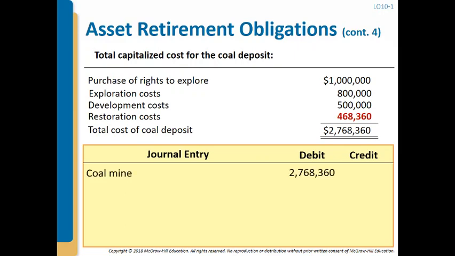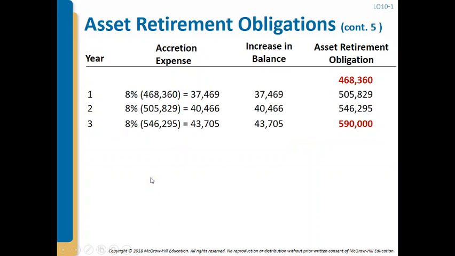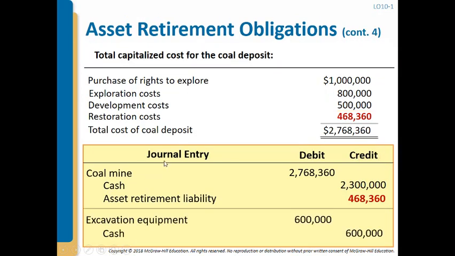And so on your books, it's going to look like this. You capitalize $2,768,360 as your coal mine. You pay $2,300,000 here in this example, and the difference is going to be your asset retirement liability. And so the question is, well, the cash outflow, we summed it up to 590,000, and you've only accounted for 468,360 here. And so the difference we're going to have to expense every year for the next 3 years is what's called an accretion expense. And so let's look at that. Oh, and by the way, there's the second part of this, capitalizing the excavation equipment.